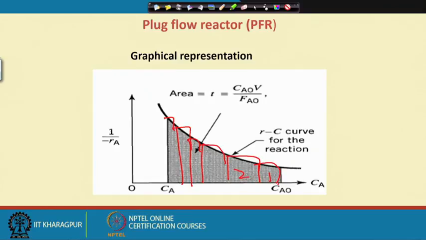So, 1, 2, 3, 4, 5, 6. If you consider multiple CSTRs in series, then you will find tau plug flow reactor is almost equal to, not exactly equal to, tau CSTR. If you have multiple CSTRs in series, it can be easily operated.